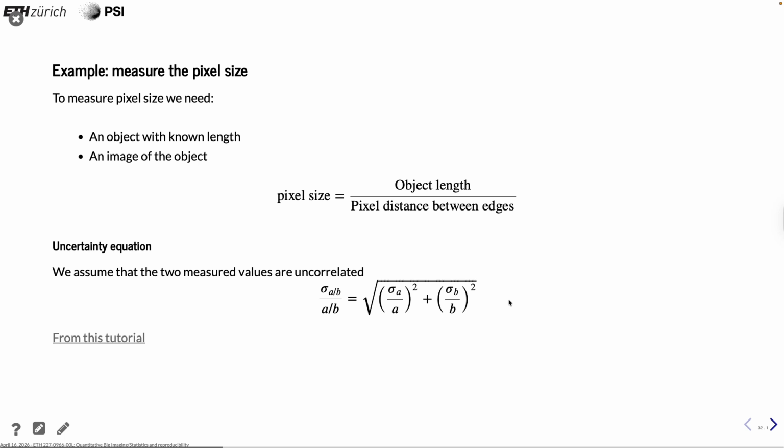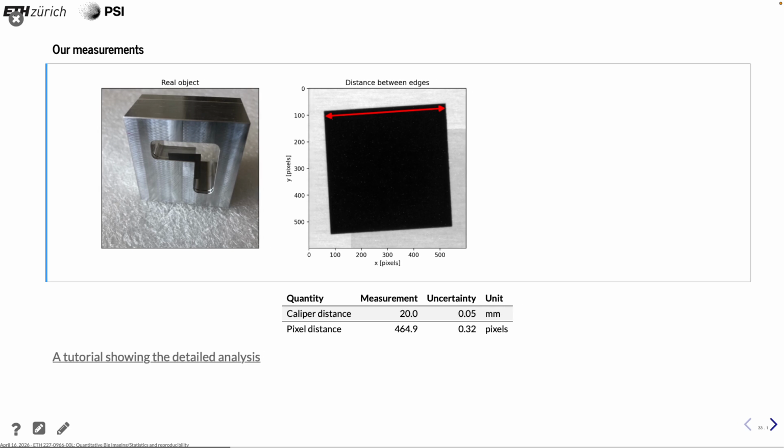That is how it's defined. If you want to look into the detailed steps of that, I have made a tutorial that you can take a look at, in a different context, but it shows how it works, and also the image processing steps that I did to achieve it.